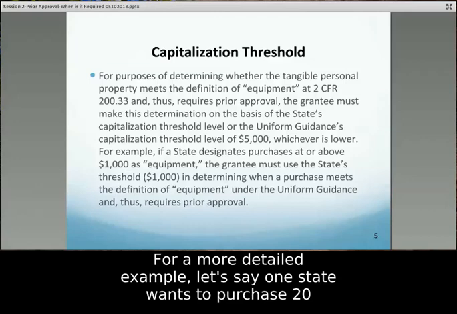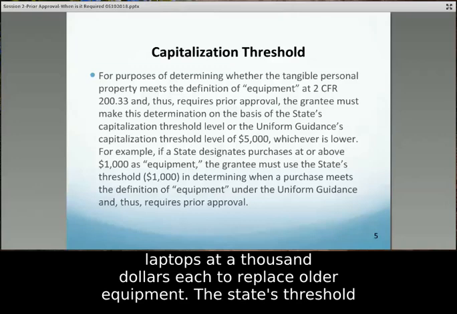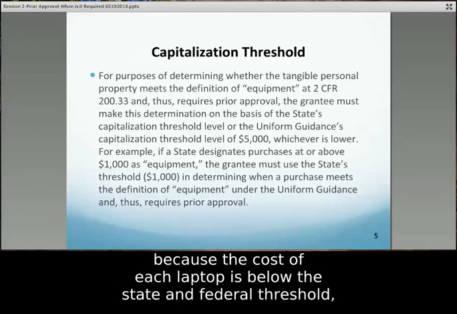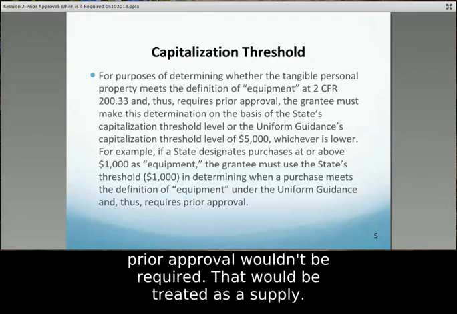For a more detailed example, let's say one state wants to purchase 20 laptops at $1,000 each to replace older equipment. The state's threshold for capitalization is the same as the federal threshold, $5,000. Therefore, because the cost of each laptop is below the state and federal threshold, prior approval wouldn't be required. That would be treated as a supply.